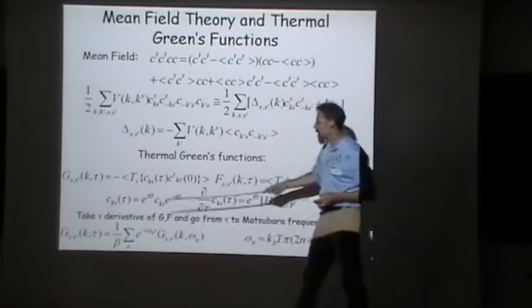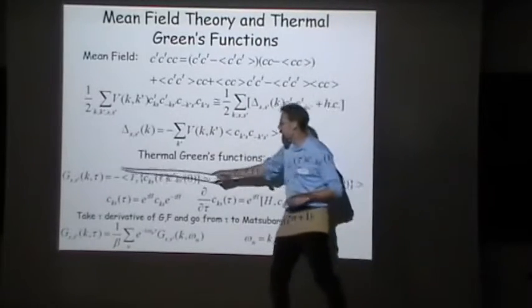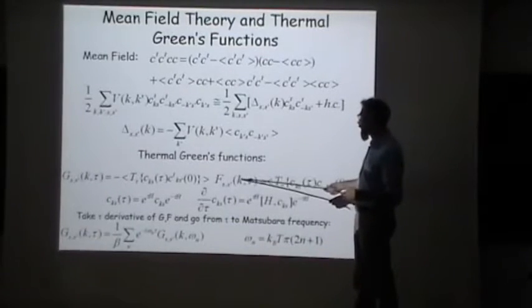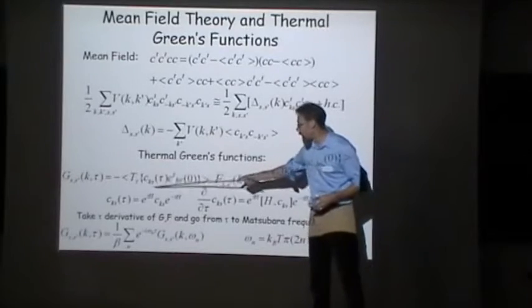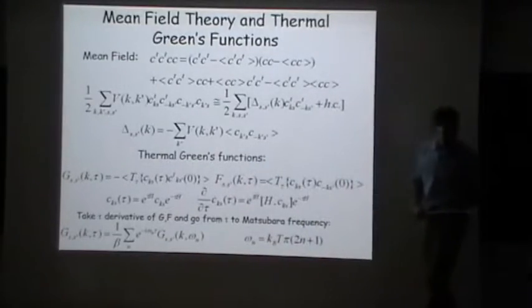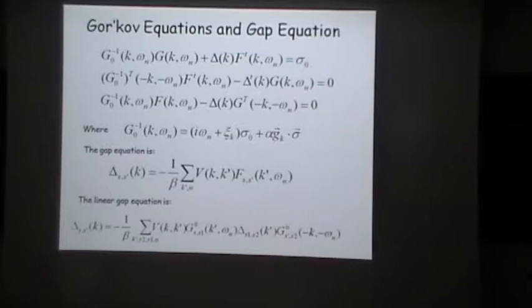In particular, we introduce these thermal Green's functions, and then by taking the tau derivative of both these Green's functions, and then after that, going to Matsubara frequency and knowing how to evaluate the tau derivative of this side, we can get equations for G and F. And that's essentially where we stopped, and I tried to rush through the rest, so I'll go a little bit slower over that bit.